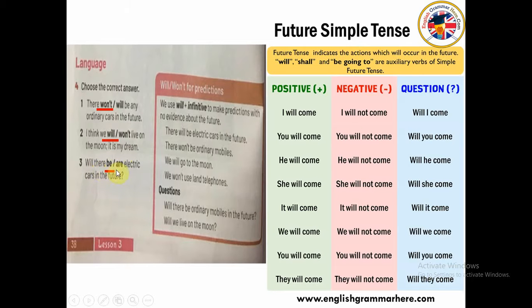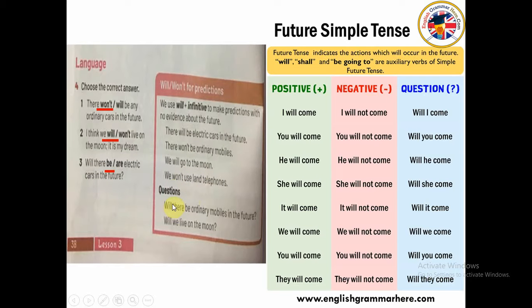Will there be electric cars in the future? And here, guys, you must know that we use will plus the infinitive without to, or we can say the bare infinitive, to make predictions with no evidence about the future. There will be electric cars in the future. There won't be ordinary mobiles. We will go to the moon. We won't use land telephones.